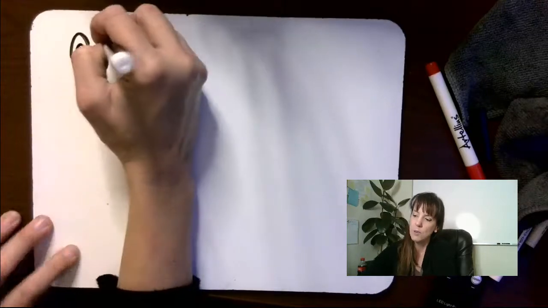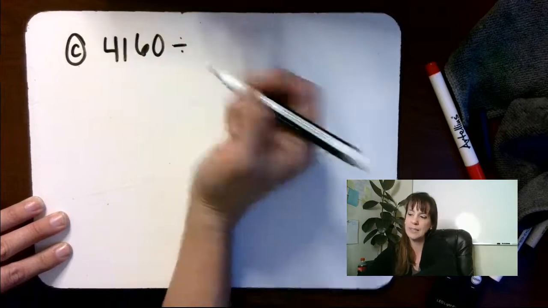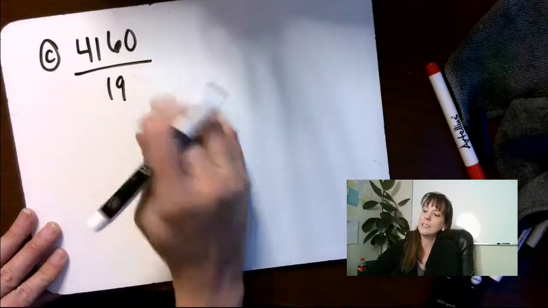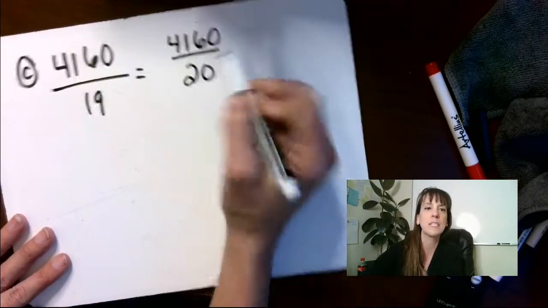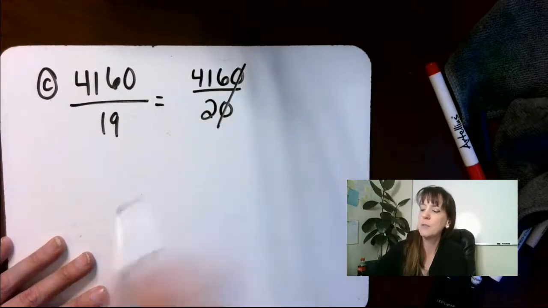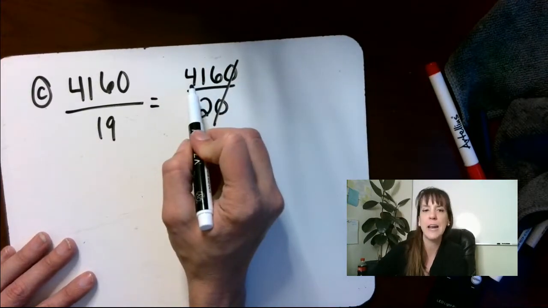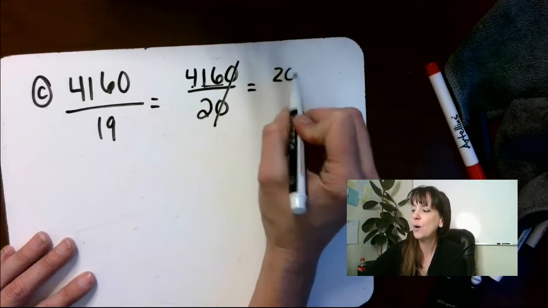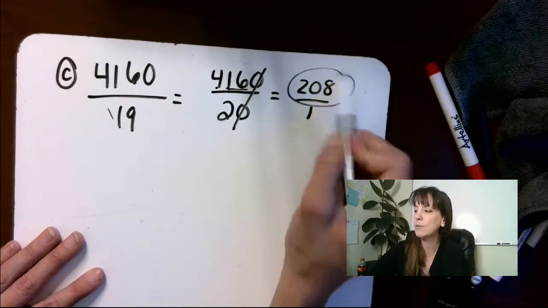Okay, so then C. We have 4160 divided by, it's written like this, but I'm going to do a fraction bar, divided by 19. What I would do is 4160 divided by, let's round that up to 20. The reason being is that now I can lob those zeros off, right? Now, cut 400 in half, you would get 200, cut 16 in half and you'd get 8. So this is 208 over 1, or just 208. So if I were to estimate it, it would be around 208.